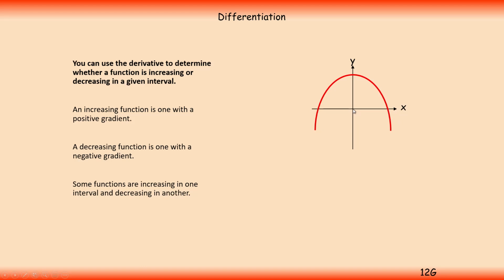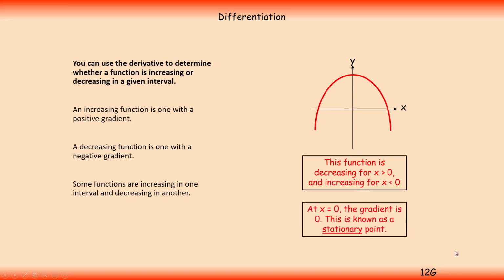So we can say for x less than 0, the function is increasing. But for x greater than 0, the function is decreasing. And at x equals 0, at this point here, we have what's known as a stationary point. Okay, so quick sketch, some notes, and once you've done that, hit play and we look at an example.